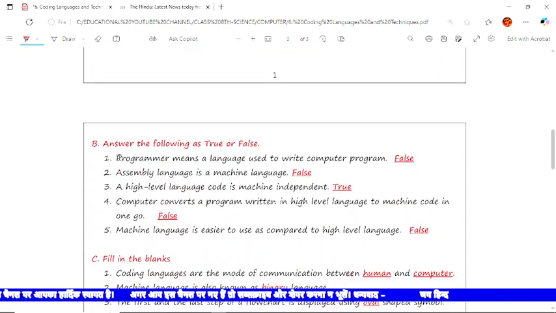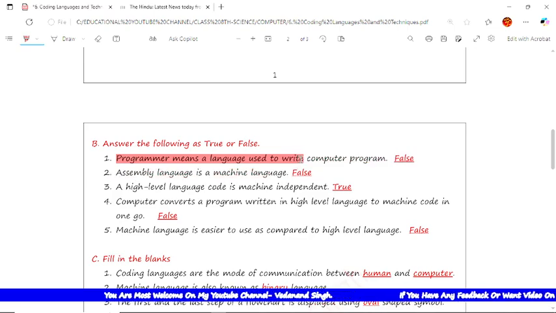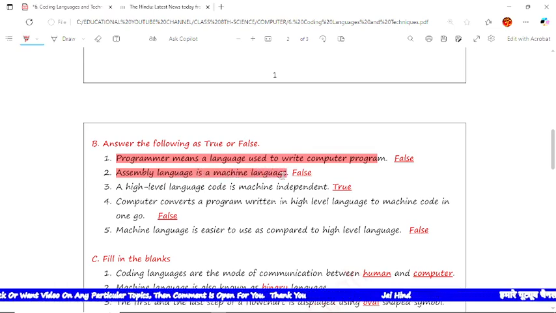Now the next type of question is answer the following as true or false. Here statements are given and we have to write whether the statement is true or false. The first is programmer means a language used to write computer program. No, false. A programmer is only the person who writes the program. Now the next is the assembly language is a machine level language. No, false. This is not a machine level language.